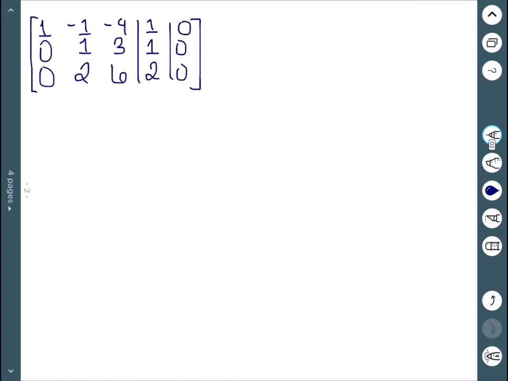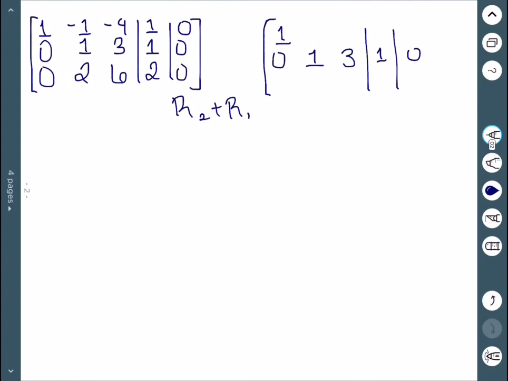Now that we've done that, we want to look at the second column. There's already a 1 in the second row, second column, so we can get zeros above and below that. This means our second row will stay the same for now, which was 0, 1, 3, and then a 1 and a 0. For the first row, it's currently a -1, so we'll add row 2 plus row 1. That would give me 0 plus 1 is 1, 1 minus 1 is 0, 3 minus 4 is -1, and 1 plus 1 is 2, and then 0 plus 0 is 0.